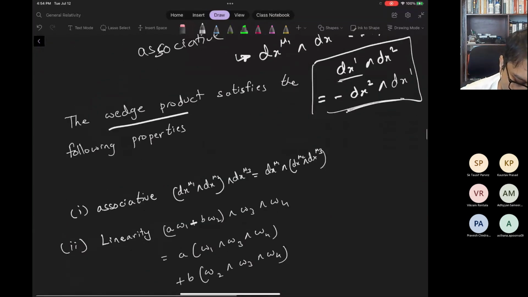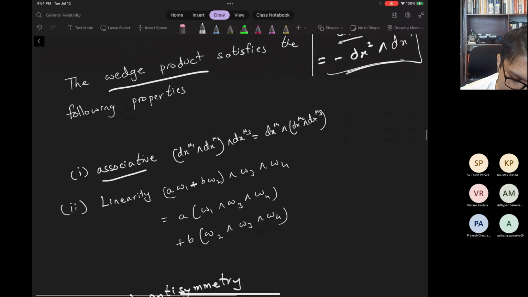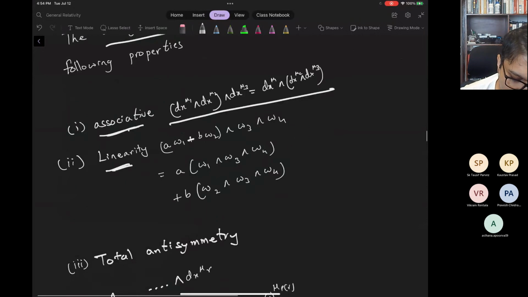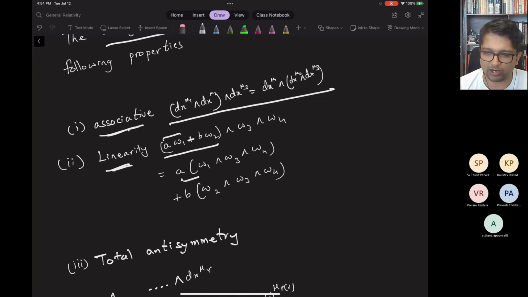So first, some general properties of this wedge product. The first thing is it's associative, which we already showed. It's also linear, which means if I take the wedge product of (A ω1 + B ω2) wedge ω3 wedge ω4, I can expand this out as A ω1 wedge ω3 wedge ω4 plus B ω2 wedge ω3 wedge ω4. Why is it linear? Because the tensor product is linear, so this operation is also linear.